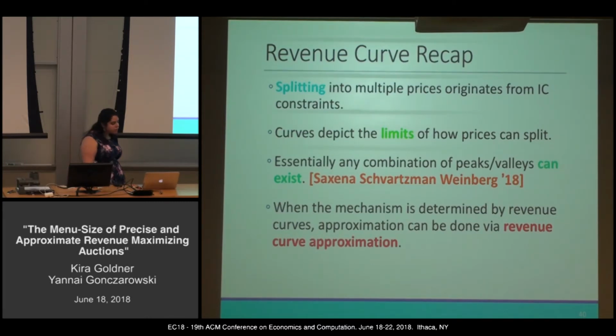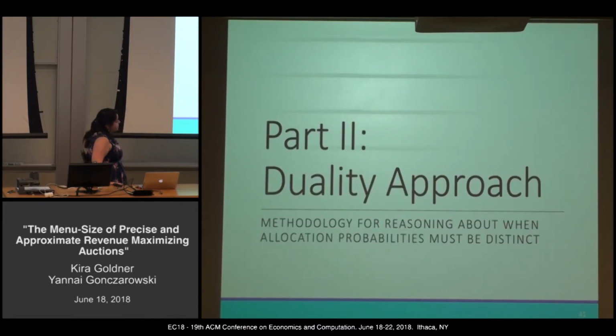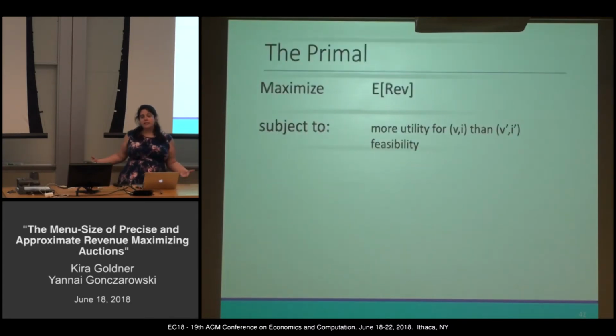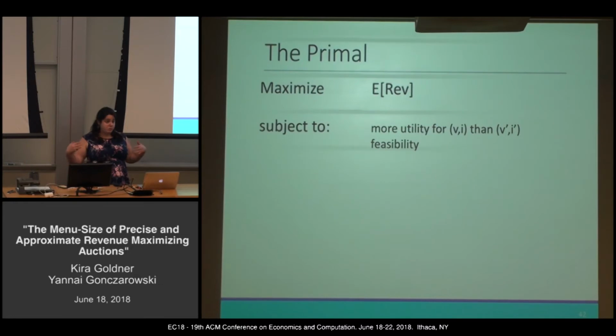Okay, great. So next we're going to get into a duality approach, and specifically using complementary slackness to reason about when the allocation probabilities must be distinct, leading to more menu options. Okay, so for example, let's go through the FedEx example again using duality to make sure we understand the duality, and then we'll move on to other settings.